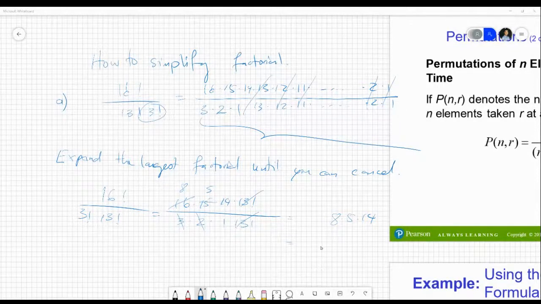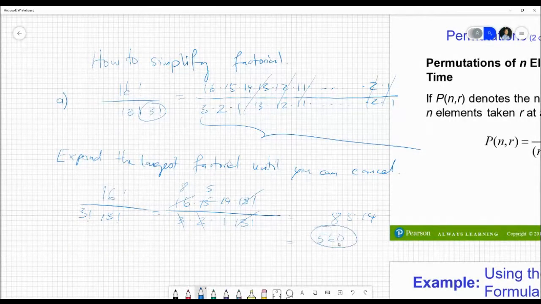Okay, let's see what that is equal to. 560. Any questions?